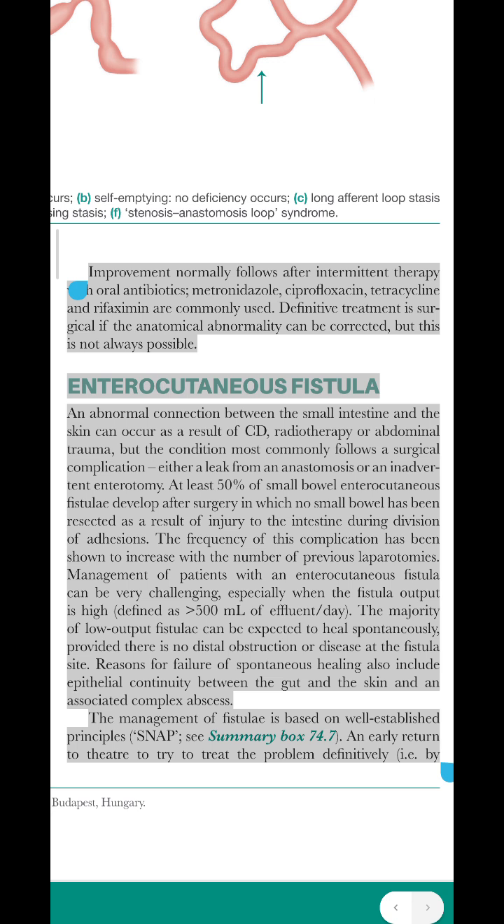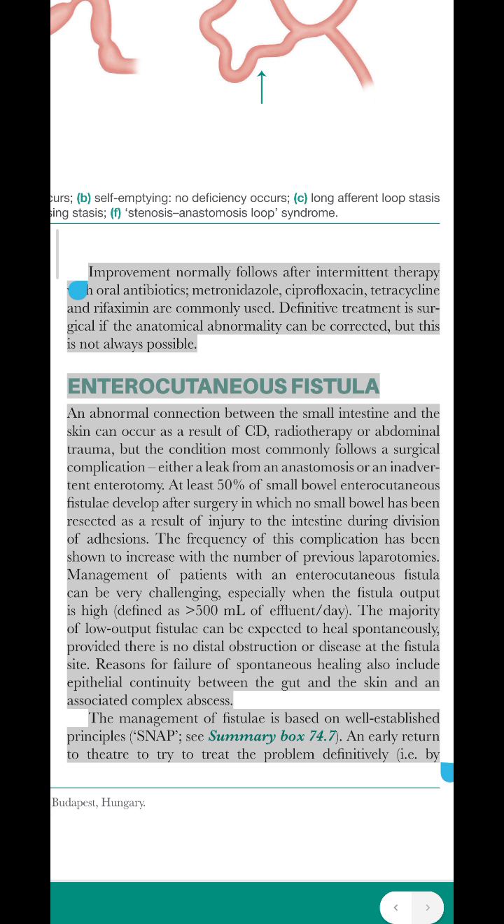Enterocutaneous fistula, an abnormal connection between the small intestine and the skin, can occur as a result of Crohn's disease, radiotherapy or abdominal trauma, but the condition most commonly follows a surgical complication, either a leak from an anastomosis or an inadvertent enterotomy. At least 50% of small bowel enterocutaneous fistulae develop after surgery in which no small bowel has been resected as a result of injury to the intestine during division of adhesions. The frequency of this complication has been shown to increase with the number of previous laparotomies.